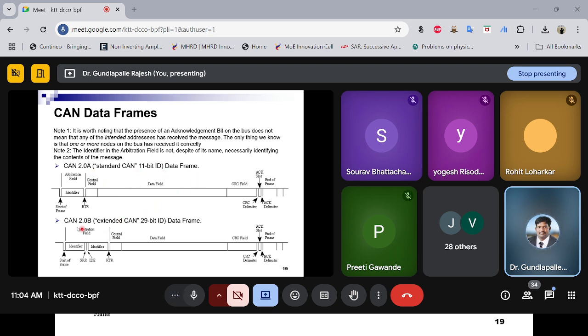Whereas in the CAN 2.B standard, you will have two identifiers. If the data is intended to be sent to more than two receivers at a time, all the identifier fields can be stored in the arbitration field. That is the reason 2.B has a higher data frame size compared to the 2.A standard. The rest of the fields are the same. The only difference is that here you have only one identifier, and there you have two identifiers, separating the start of the frame and the end of the frame.